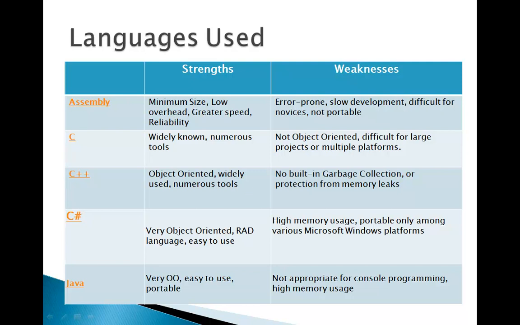C#. C# was developed by Microsoft based on both C++ and Java. It's very object-oriented and easy to use, but it uses a lot of memory and works only among Microsoft Windows platforms.